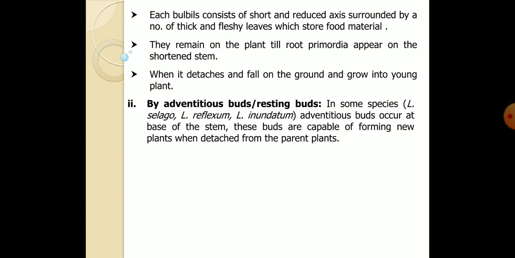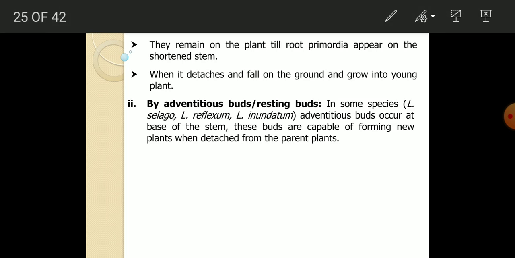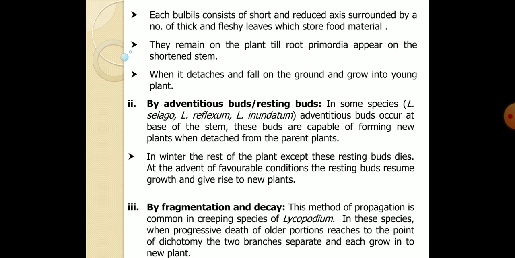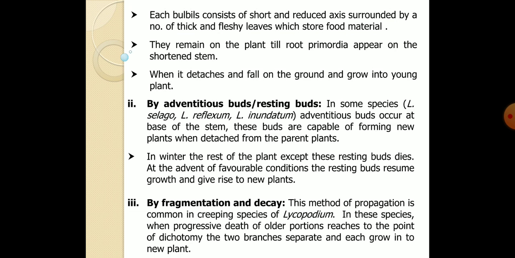The next one is the adventitious buds, or the resting buds. Some species, Lycopodium selago and Lycopodium reflexum, have adventitious buds that can also help in vegetative reproduction, and there is also fragmentation and the decaying method. So this is the method of propagation. The common creeping species of Lycopodium have this type of reproduction.